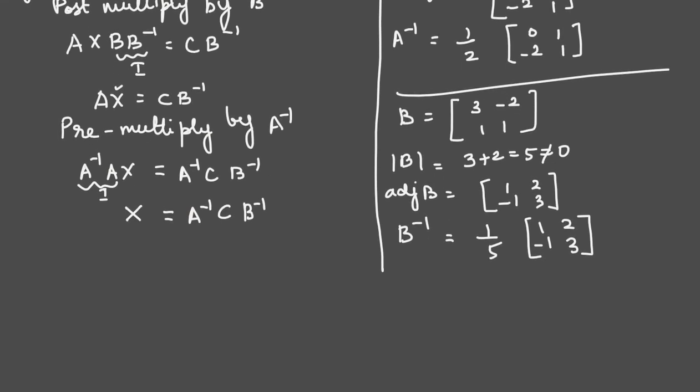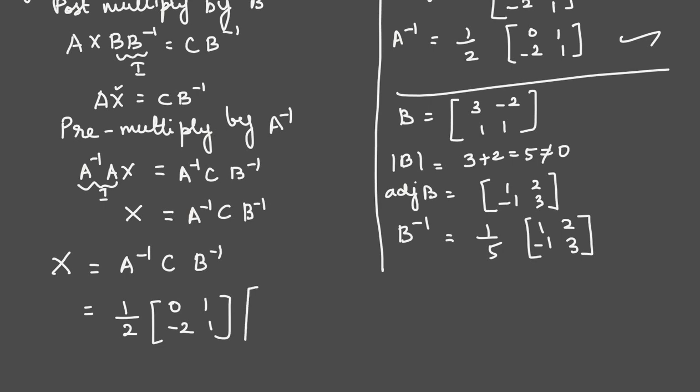We are going to find the X matrix here. X is A inverse C B inverse, where we have found A inverse and B inverse. Now X is equal to A inverse C into B inverse. A inverse is 1 by 2 times the matrix 0, 1, minus 2, 1, which we have found already, into the C matrix from the question, which is 1, 1, 2, 2, and the B inverse matrix, which again we have found, which is 1 by 5 times the matrix 1, 2, minus 1, 3.